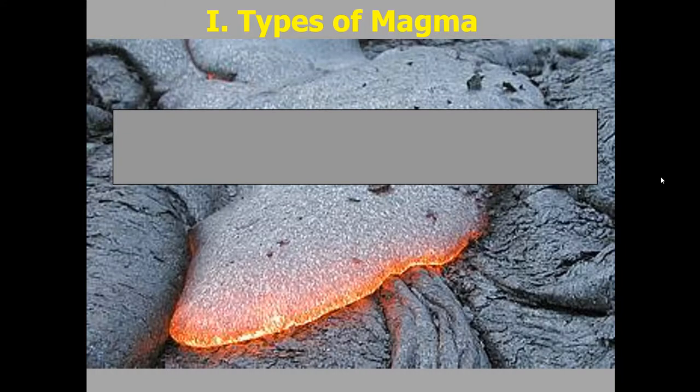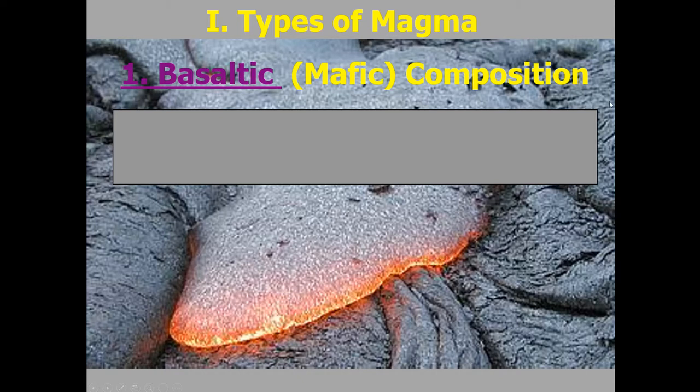So hopefully you have completed your textbook activity about the types of magma. In your homework or your little assignment, you learned a little bit about all of the types of magma. We're really going to focus on the three most common today, and we're going to start by discussing basaltic magma. Basaltic magma is often referred to as mafic magma as well.